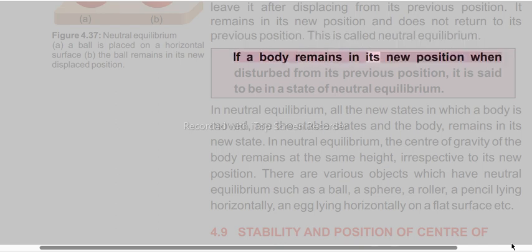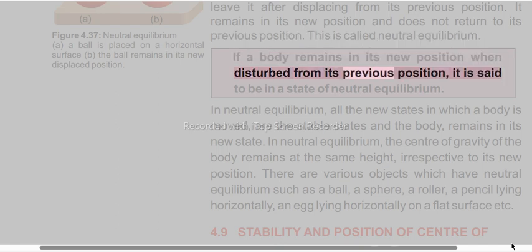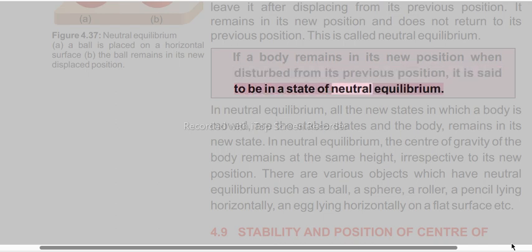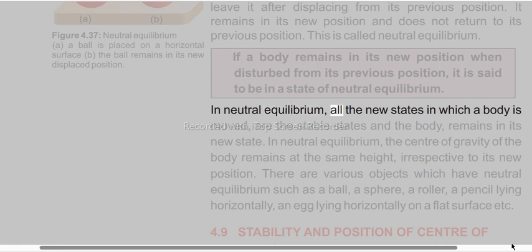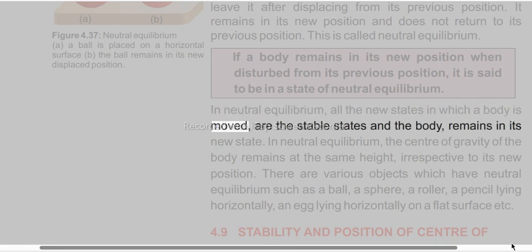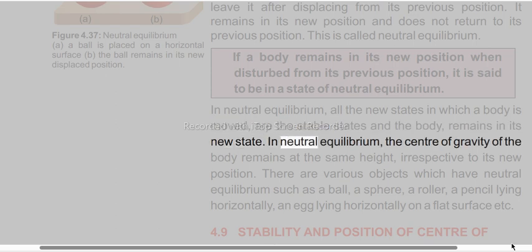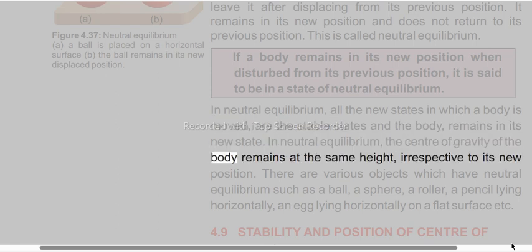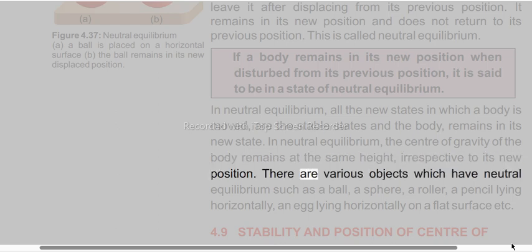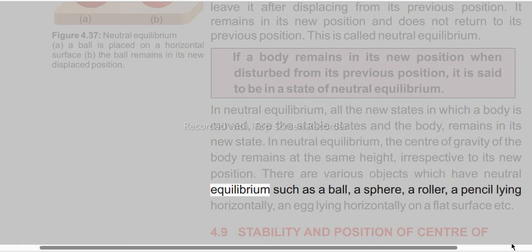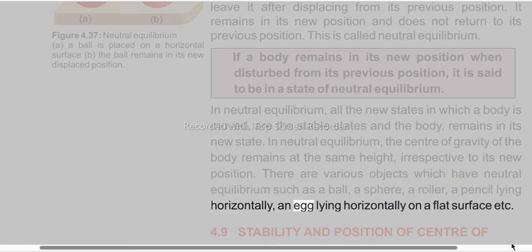If a body remains in its new position when disturbed from its previous position, it is said to be in a state of neutral equilibrium. In neutral equilibrium, in all the new states into which a body is moved, the body remains in its new state. The center of gravity of the body remains at the same height, irrespective of its new position. Various objects have neutral equilibrium, such as a ball, a sphere, a roller, a pencil lying horizontally, an egg lying horizontally on a flat surface, etc.